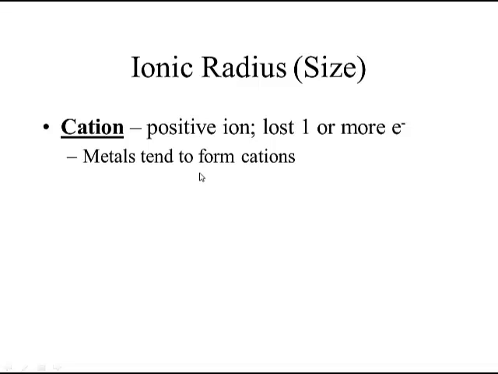First of all, you have some more verbiage to learn here. A cation, and a lot of people think it looks like "cat-ion," but it is a cation, is what a positive ion is called. Anytime a metal loses 1 or more electrons, they form a cation. A positive ion is called a cation.